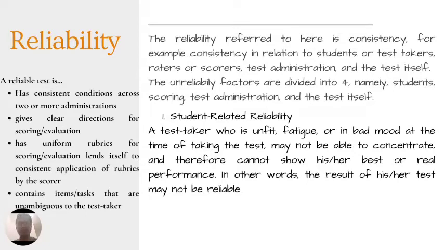The next is about student-related reliability. Unreliability in this case usually occurs because of many things. For example, getting sick, having no energy, bad mood, anxiety, and many more. And therefore cannot show student's best or real performance. In other words, the result of his or her test might not be reliable.